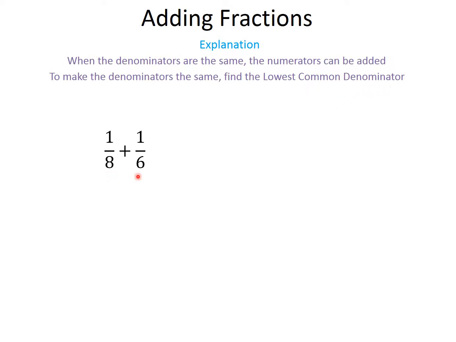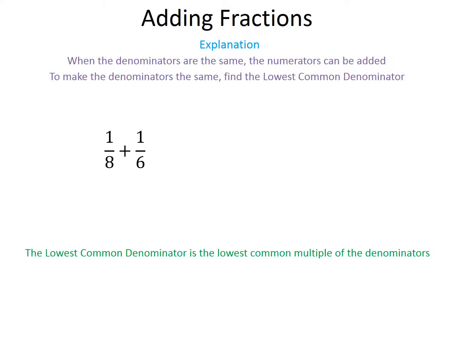So what's the lowest thing 8 and 6 both go into? And that would be 24. 8 goes into 24 3 times. 6 goes into it 4 times. There's nothing lower that they both go into. So that's what I've got to use. And so I turn 8 into 24 by timesing by 3. And I must remember to do it to the top as well, or I wouldn't have an equivalent fraction. Remember, I'm not trying to change the value of this fraction. I'm just trying to change the numbers that it uses so that it's got a 24 on the bottom.